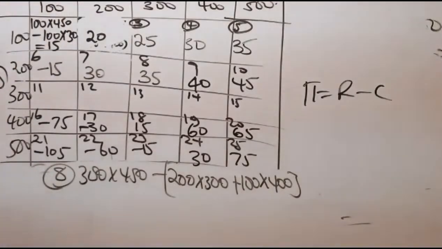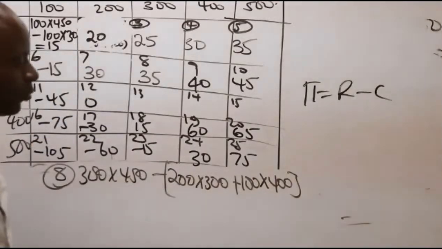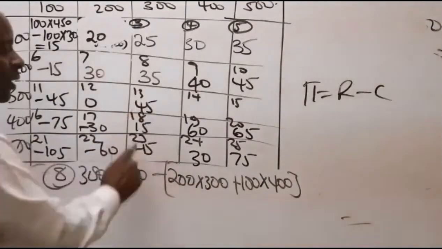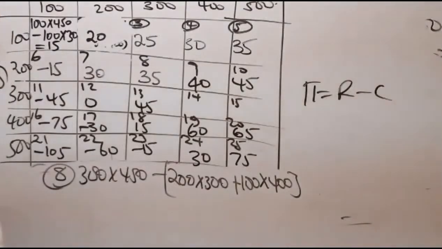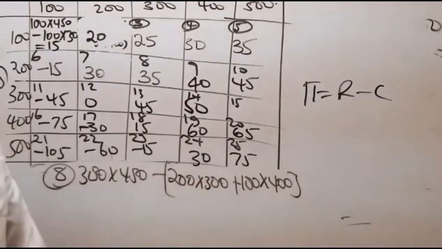So cell 11 is negative 45. Cell 12, I'm being told is 0. Cell 13, I'm being told is 45, positive. Right, thank you very much. How about cell 14, 15? Are they 50 and 55? 14 is 50. Lastly, 15 should be 55.